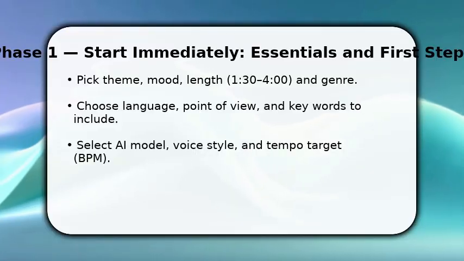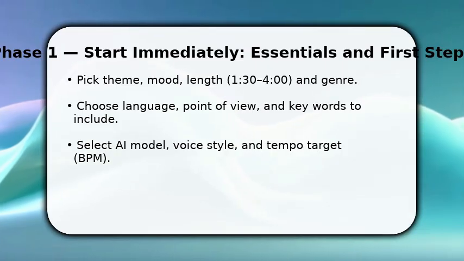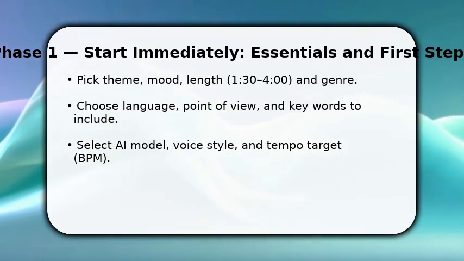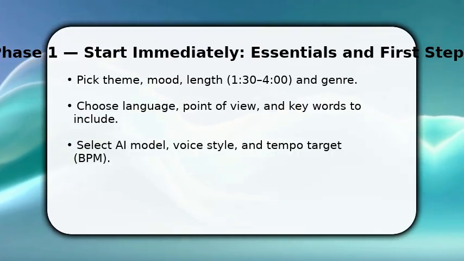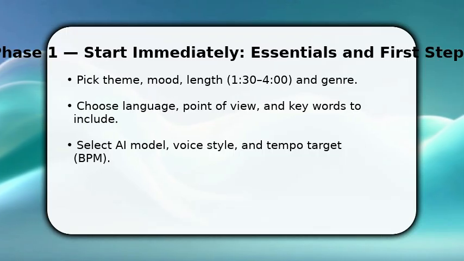You begin by locking in the essentials: theme, mood, and a rough length. This guides every choice. Once done, specify genre and point of view so the model learns context. Give 6-12 keywords and a chorus hook line for focus.